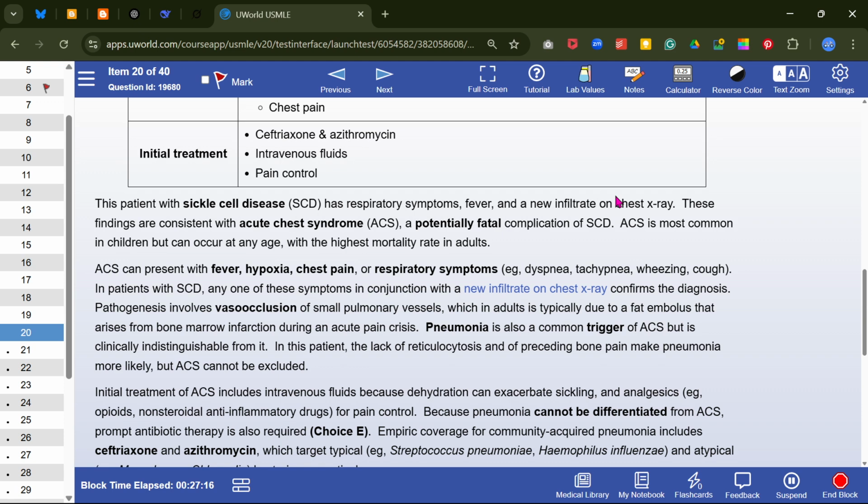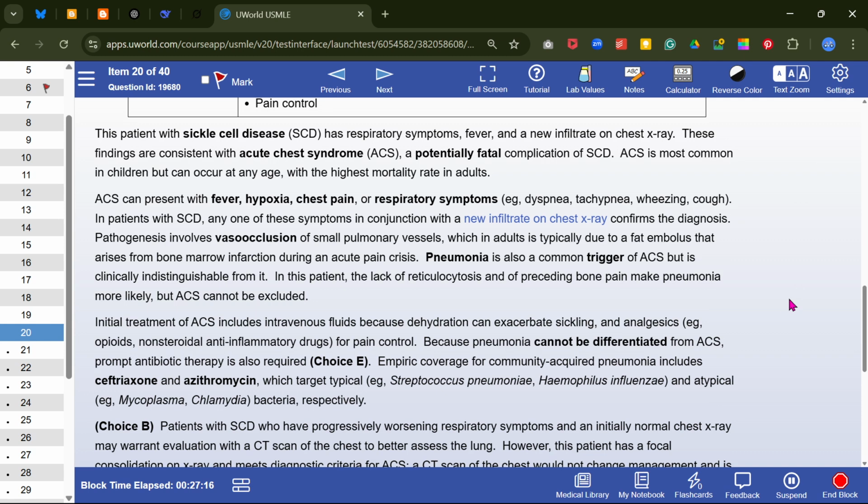Initial treatment of acute chest syndrome includes IV fluids, because dehydration can exacerbate sickling, and analgesics, opioids and non-steroidal anti-inflammatory drugs, for pain control. Because pneumonia cannot be differentiated from acute chest syndrome, prompt antibiotic therapy is also required. Empiric coverage of community-acquired pneumonia includes ceftriaxone and azithromycin, which target typical Streptococcus pneumoniae, Haemophilus influenzae, and atypical Mycoplasma and Chlamydia bacteria, respectively.